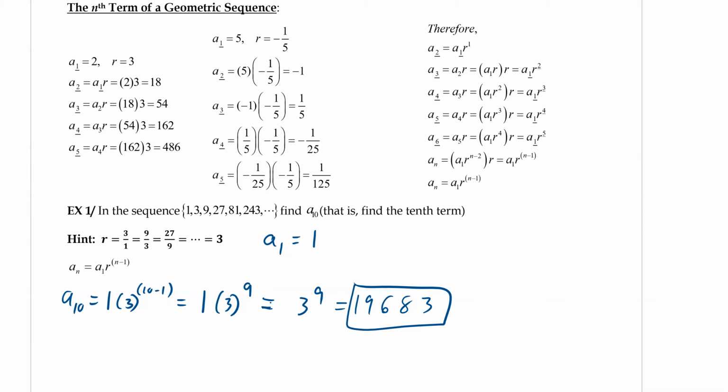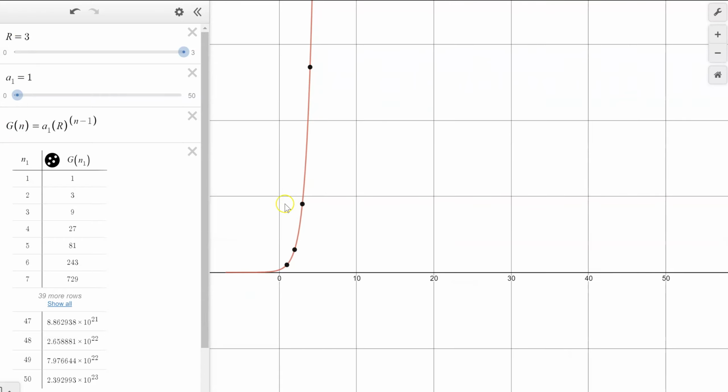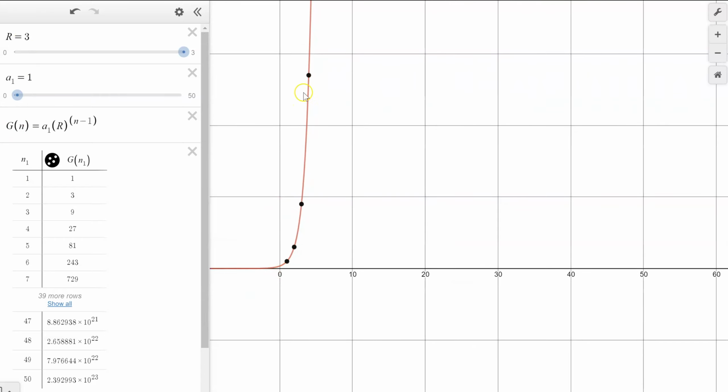Just to show you what these look like, this formula should look familiar to you. When you have r to the 5th, r to the 4th, r to the 3rd, these are exponentials. So what we are dealing with is an exponential. There's my ratio of 3, and my a equals 1. If I graph it, connect the dots, there you go. You can see it is an exponential function that we are graphing here. So these are exponentials, which makes sense.